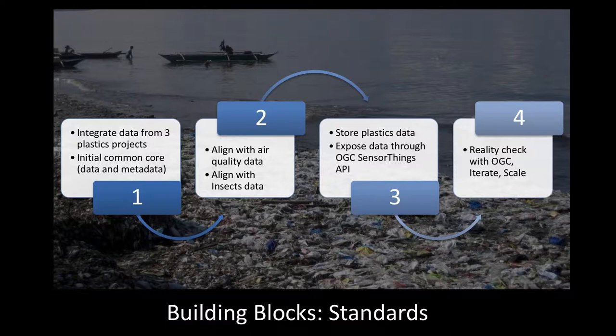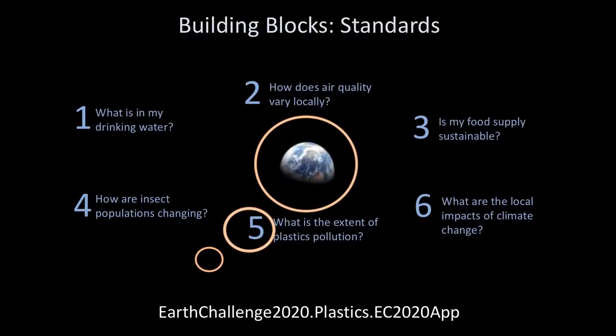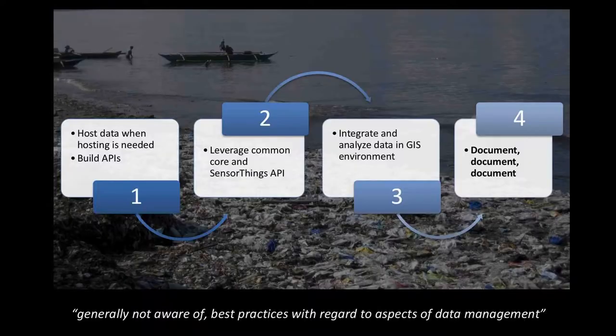Really quickly, our goal is to have the common core, which would be the Earth Challenge 2020 common core, with different extensions, one extension for each research area. Projects that are doing work in these research areas could also publish additional extensions of their own. Once we have this, we can tackle all of the other research areas and hopefully create a platform so that people can do truly interdisciplinary work, using the standards-based approach and the common core to harmonize data from the different disciplines that we're understanding.